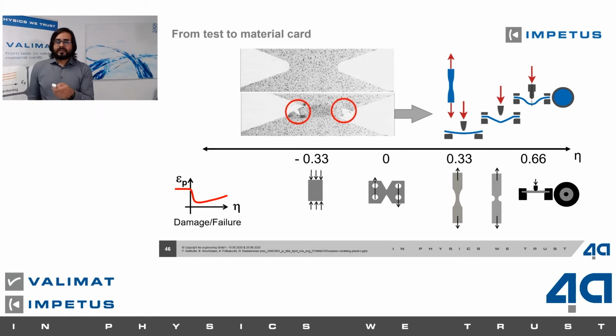So these icons at the top are basically the tests that are conducted with impetus, and we are in the range between 0.33 and 0.66. So we do all our different tests. We have our 3-point bending, with a triaxiality factor of 0.33. We have our puncture test with a triaxiality factor of 0.66. And then we have the tension bending, which lies in between. Then we have our classical tensile test.